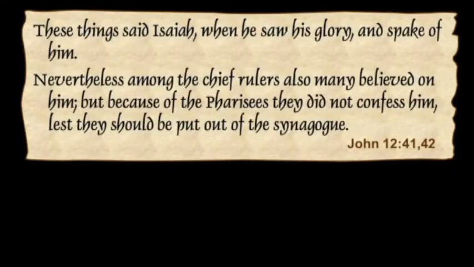He continues, these things said Isaiah when he saw his glory and spake of him. In other words, that all occurs in Isaiah chapter 6. It says, nevertheless, among the chief rulers also many believed on him, but because of the Pharisees they did not confess him, lest they should be put out of the synagogue. One of the interesting observations I've made from my own Bible studies is that you can find many Pharisees and priests that were at least secretly believers in Christ.